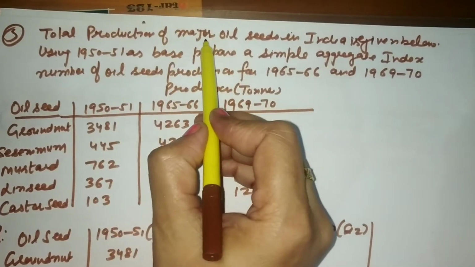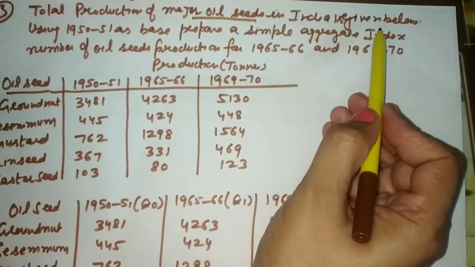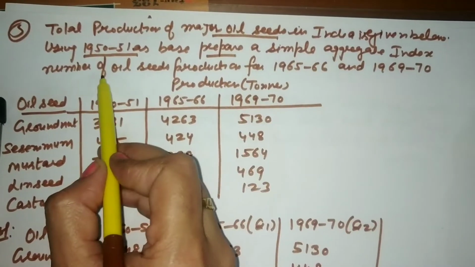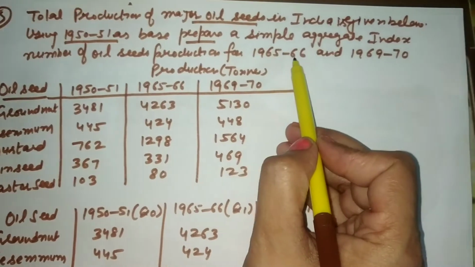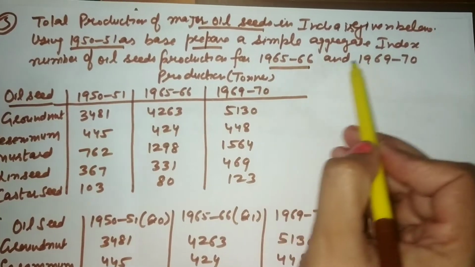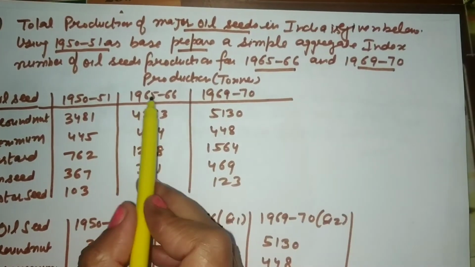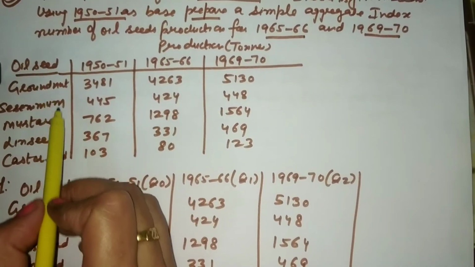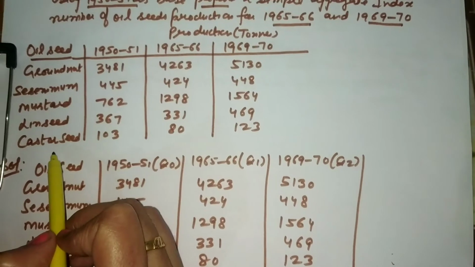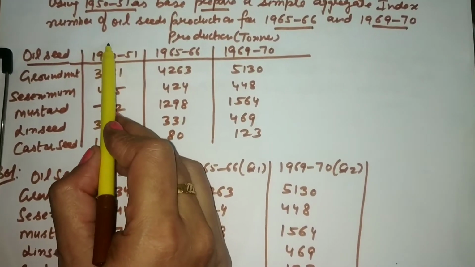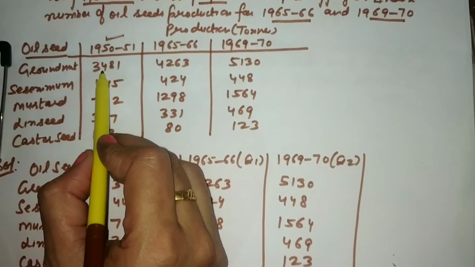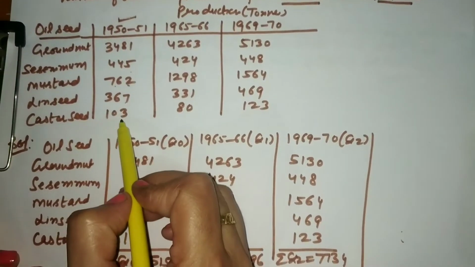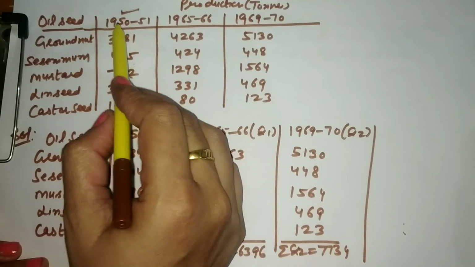Suppose total production of major oil seeds in India is given below. Using 1950-51 as a base, prepare a simple aggregate index number of oil seed production for 1965-66 and 1969-70. The production is given. Production means quantity is given. So the oil seeds are groundnut, sesamum, mustard, linseed, castor seed. The production for 1950-51 is 3481, 445, 762, 363 and 103.